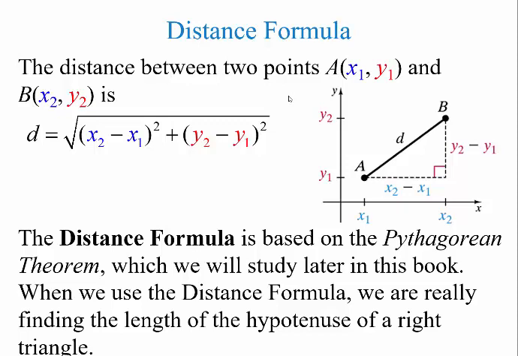So this distance formula is based on what we call the Pythagorean theorem. This is what we're going to study later in this book. All right. So when we use this distance formula, what we're really finding is the length of the hypotenuse of a right triangle. So if I were to draw dotted lines down from B and over from A, you'll see they intersect to form a right triangle. The hypotenuse of a right triangle is always the length of the largest side. That's really what we're finding.